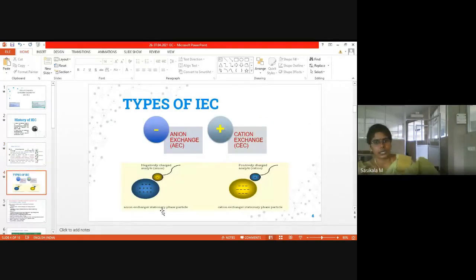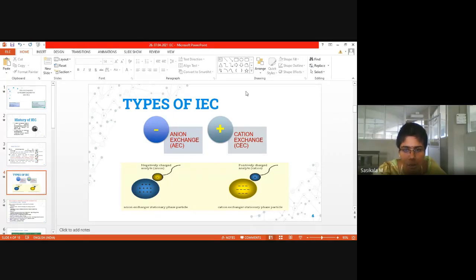Now let's move on to the types of ion exchange chromatography. Based on the negative and positive ions, it is divided into two categories: anion exchange chromatography and cation exchange chromatography. Anions are exchanged by using anion exchangers as the stationary phase particle, and cation exchange chromatography separates positively charged ions using cation exchangers. We will discuss the charge of the stationary phase and mobile phase later; for now you just have to know the types. Anion means it carries a negative charge, and cation means it carries a positive charge.